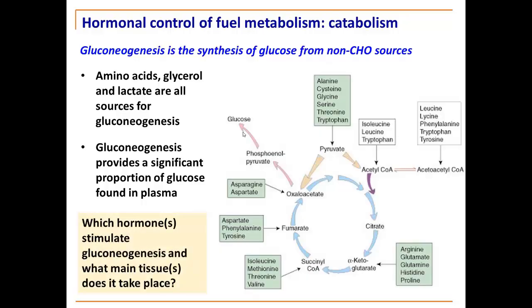So, a reminder question for you: can you remember which hormone or hormones stimulate gluconeogenesis, and what main tissue or tissues does it take place in? I'll give you a clue. Two hormones stimulate gluconeogenesis. What are they? Cortisol and glucagon. They both stimulate gluconeogenesis, and the main tissue for gluconeogenesis is, of course, the liver.